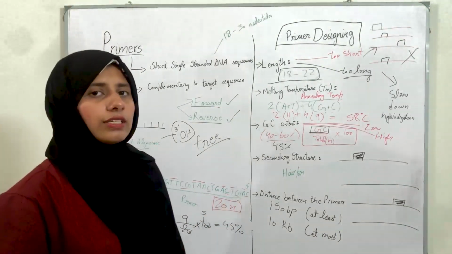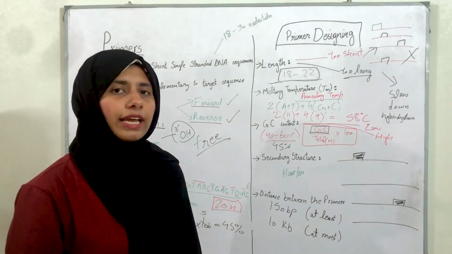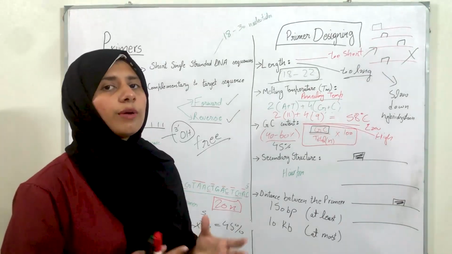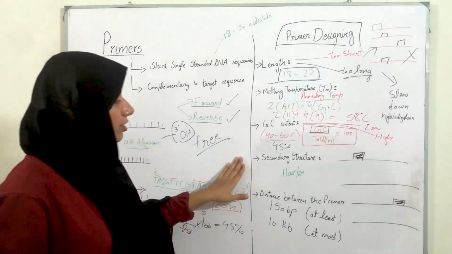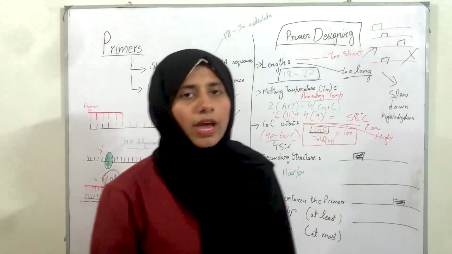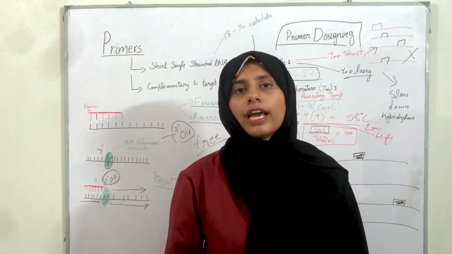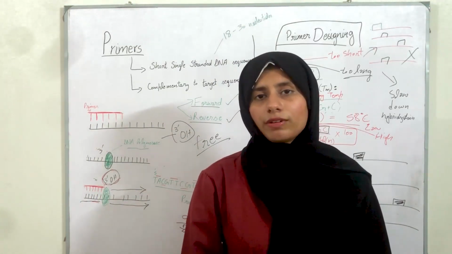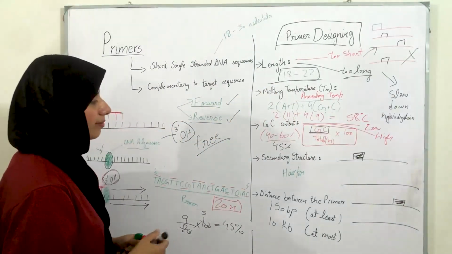So GC content also promotes strong binding and specificity in your primers. Next we have secondary structure. There is a chance that your primers make secondary structure and it will hinder your PCR. How can they be made?